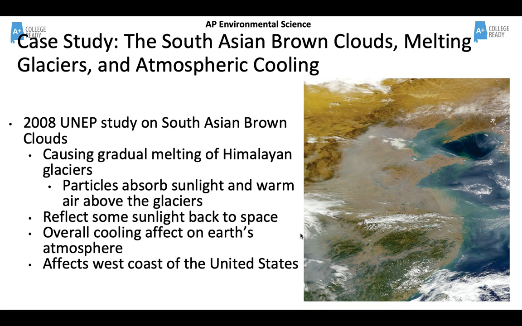So a case study on this that exists is the South Asian brown clouds, melting glaciers, and atmospheric cooling. A 2008 UNEP study on the South Asian brown clouds, basically it caused the gradual melting of Himalayan glaciers. The particles absorb sunlight and warm air above the glaciers and then reflect some sunlight back to space. And so overall, it had a cooling effect on the Earth's atmosphere. This in particular does affect the west coast of the United States.